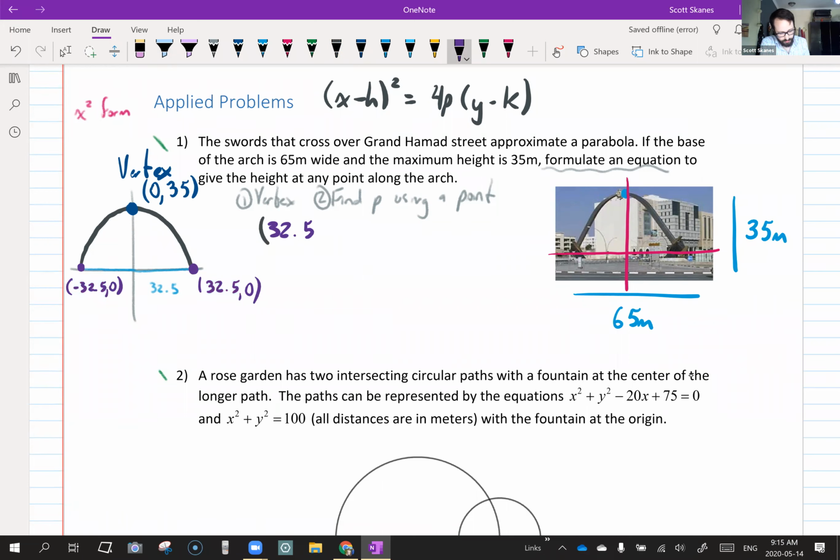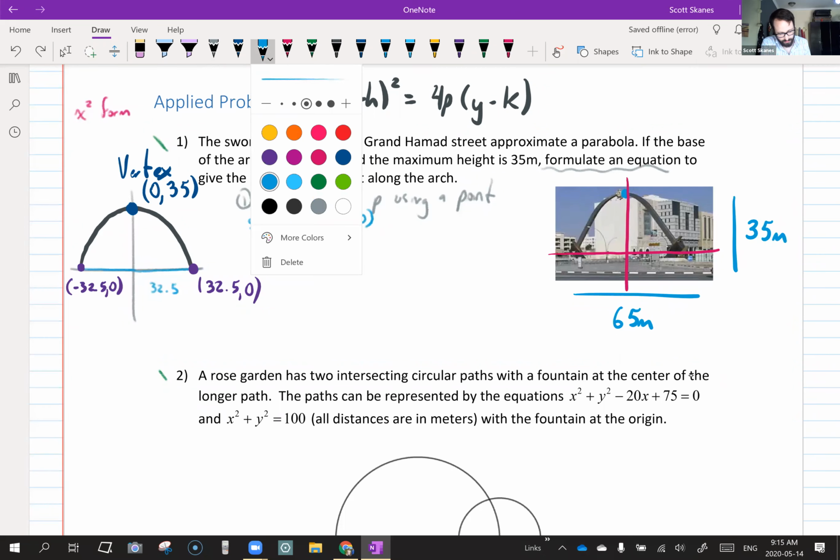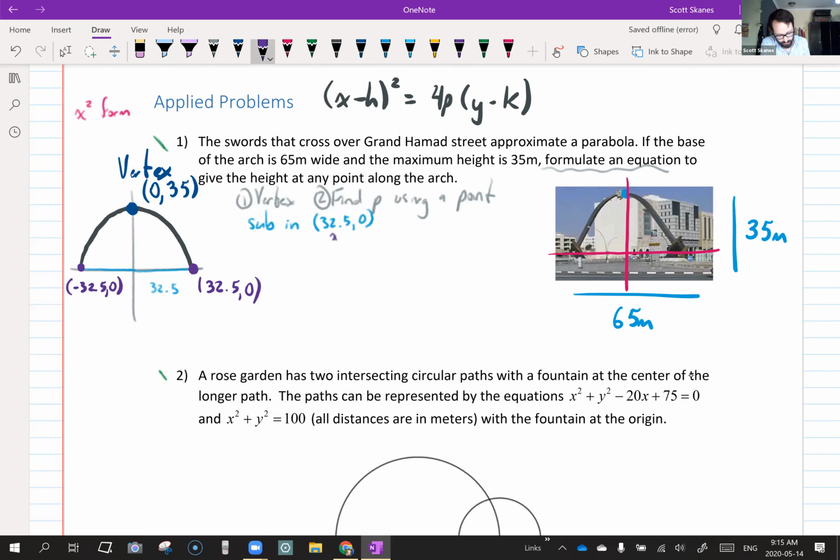I'm just putting in, let me make this super clear, okay? We're going to sub in a point, in this case 32.5 and 0. And that's going to be for x and y. Sorry, I'm just trying to get all my thoughts straight about how I want to show this. First things first, we needed the vertex, we got the vertex, and now we're trying to find p. So if we have p, we have the whole thing. So let's sub in what we know.